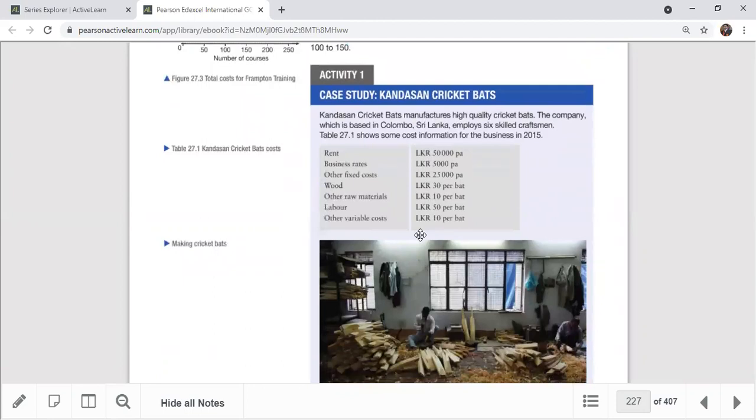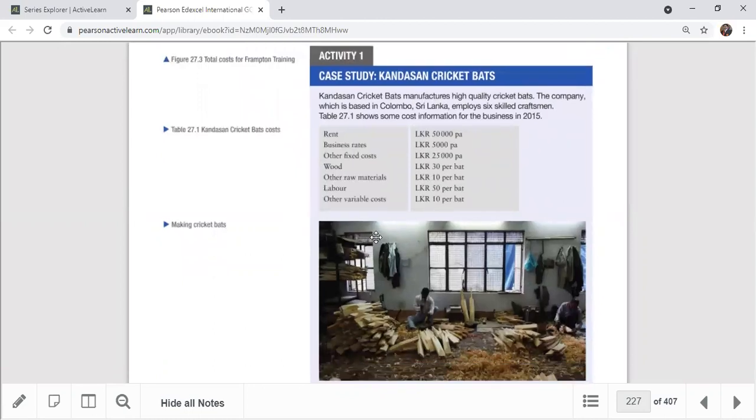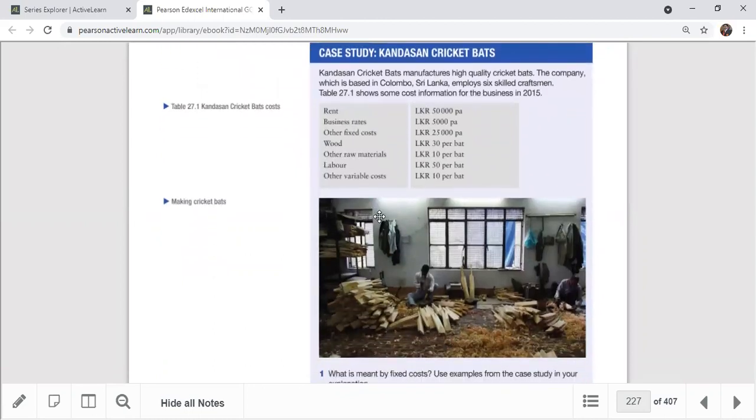Kandasan cricket bats. The Kandasan cricket bats manufacture high quality cricket bats. The company, which is based in Colombo, Sri Lanka, employs 6 skilled craftsmen. So there are 6 workers, and they have given the following information. So in 2015, rent per annum, fixed or variable? Yeah, fixed cost, because that does not change with the level of output.